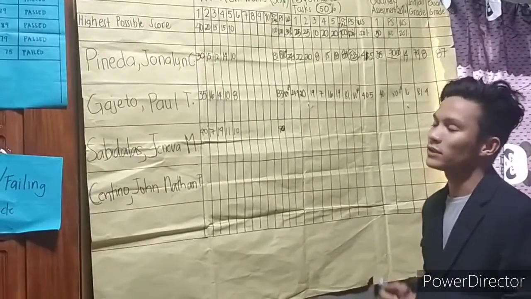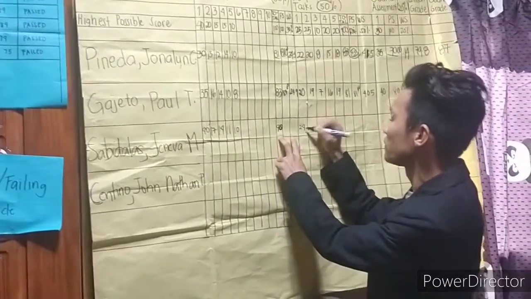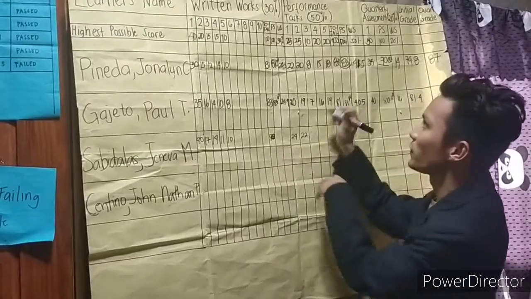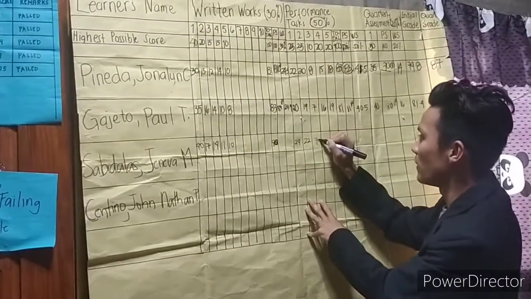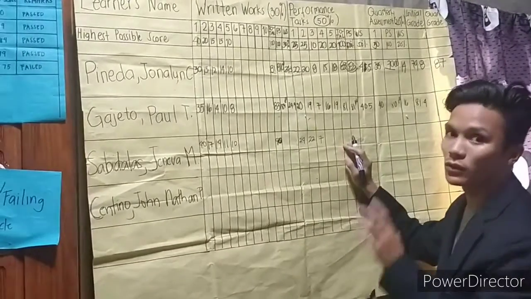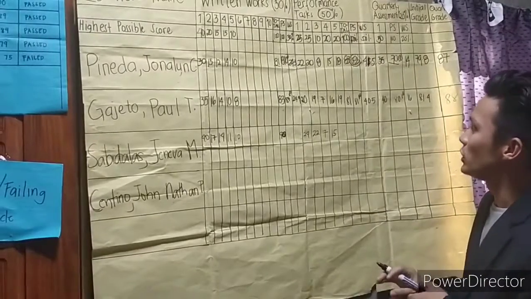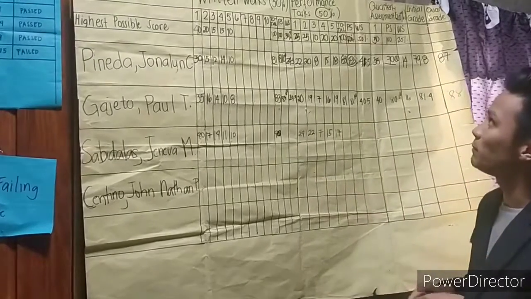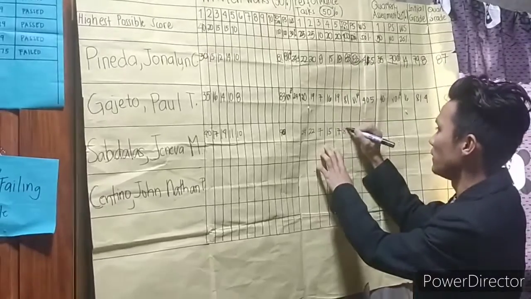So for the performance task of Geneva, she got 24 out of 25. Second, 22 out of 25. For the third performance task, she got 7. For the fourth performance task, she got 15 out of 20. And for the last, she got 17 out of 20. And the total points of her performance task is 85.